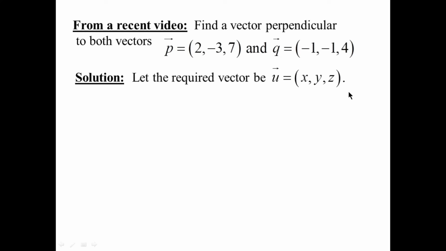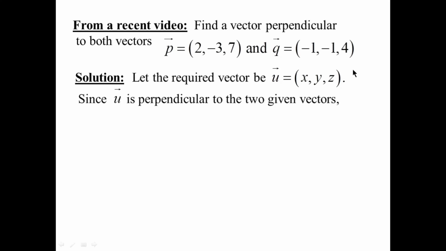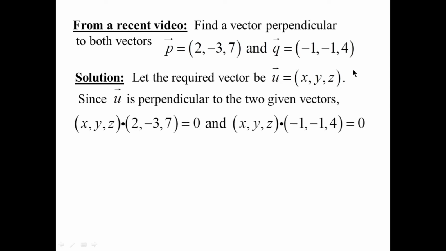And how we did it was, on that video, we wanted to find this vector perpendicular to them both, gave it a name. We dotted them each to 0. So we came at it from the other direction. We started with the check. Since u is perpendicular to the given vectors, u dots to 0 with each of them. And this generated equations, because this dot product means 2x minus 3y plus 7z equals 0. And we have 2 equations, but we've got, darn it, 3 unknowns.